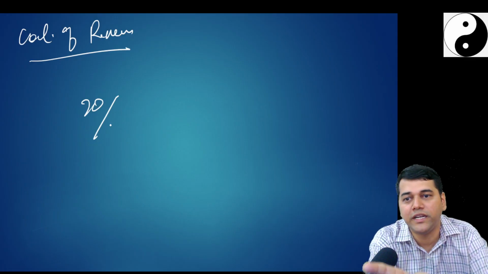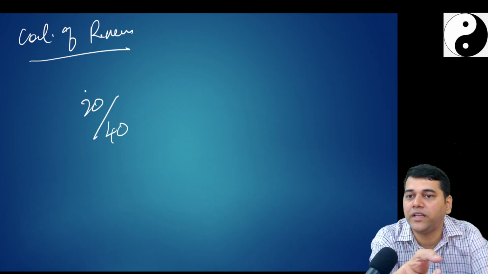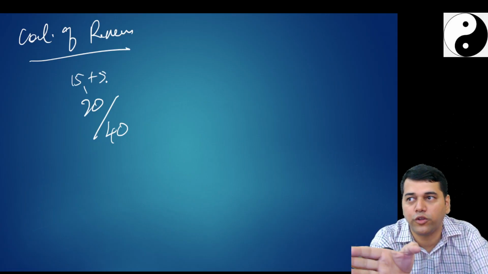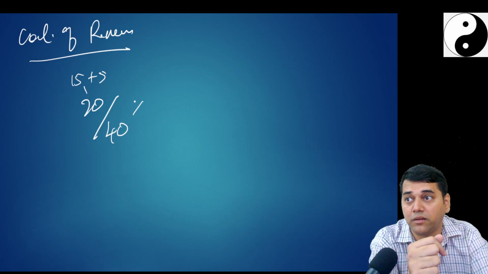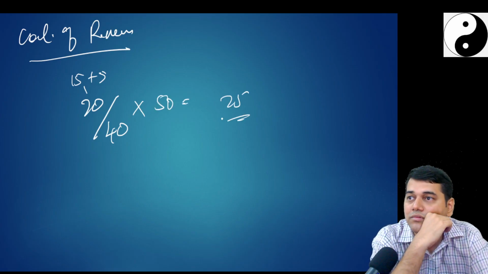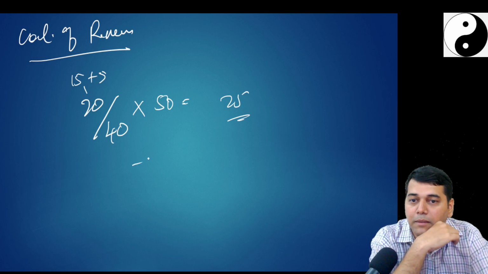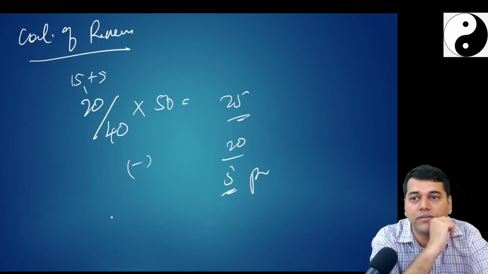If this condition was not there, you would have said 20 divided by 40. 50% work is complete. How 20? 15 for the lift plus 5 you incurred, compared to total 50. 50% work completed into 50 lakhs, 25 lakhs you would have recognized as revenue, and minus 20 lakhs cost, 5 lakhs is your profit. This is what you would have done.